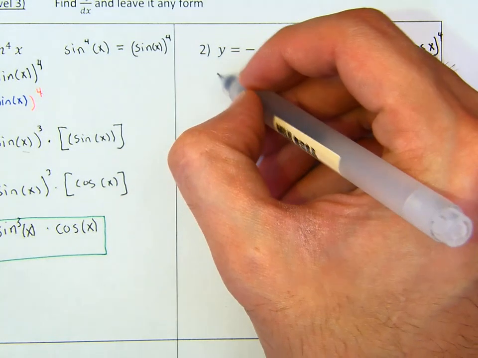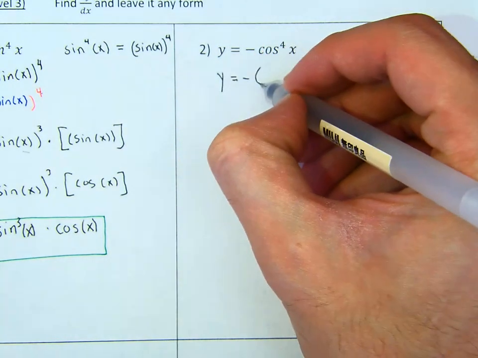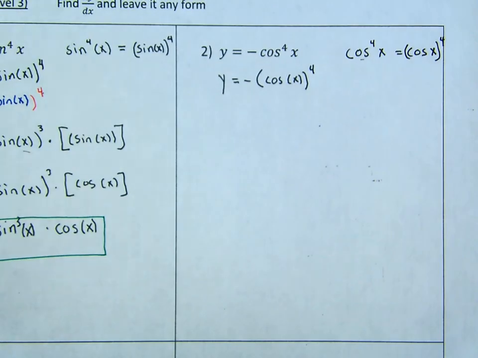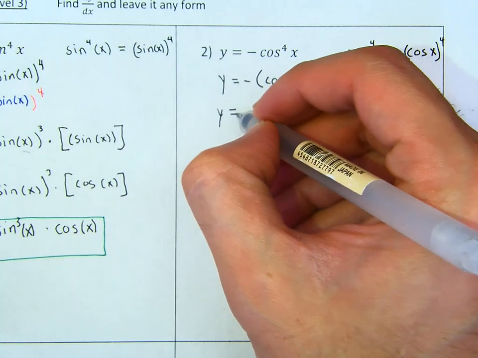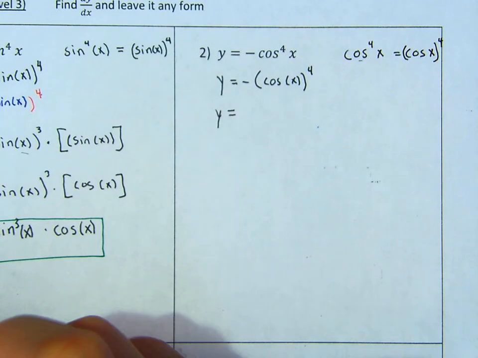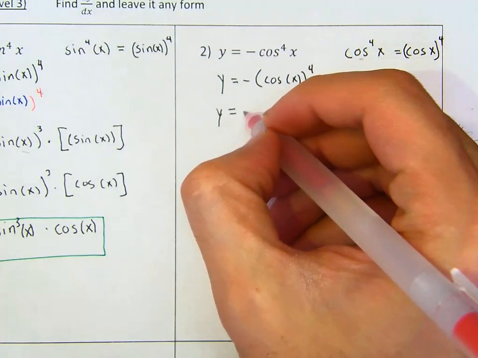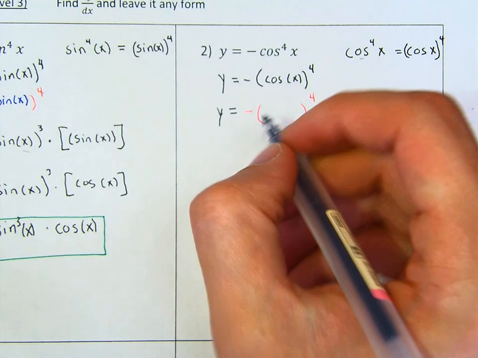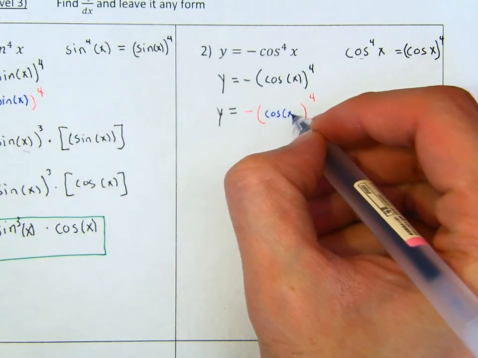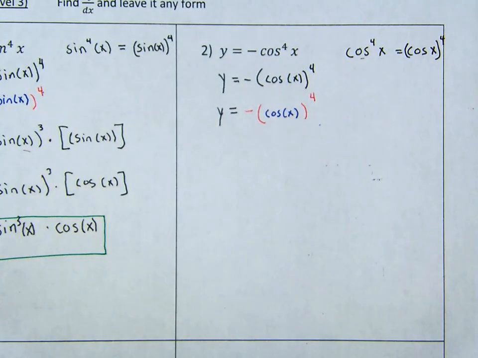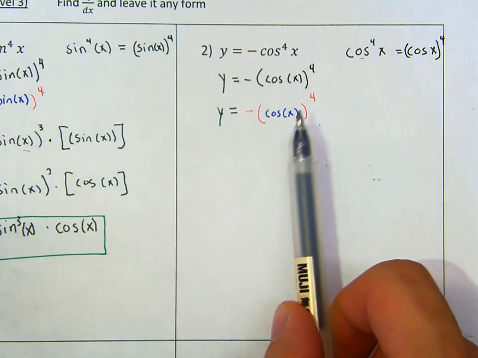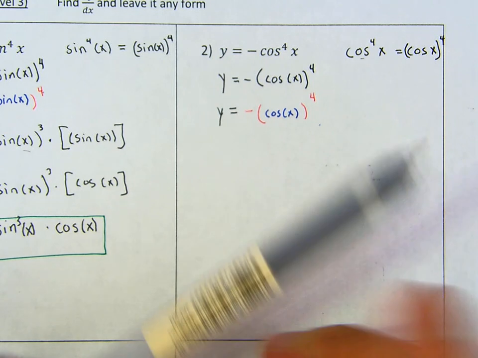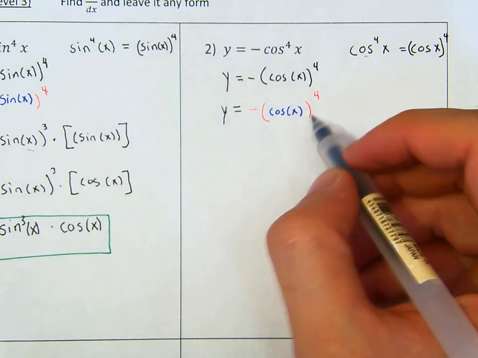So here we have y equals negative, parentheses, cosine of x, the whole thing to the 4. And now we need our outside and our inside. This is our outside, which is negative parentheses to the 4, and the inside here will be cosine of x. If you feel like you needed help with that first part, try and continue without me if you feel like you got lost. But here now we do the chain rule.